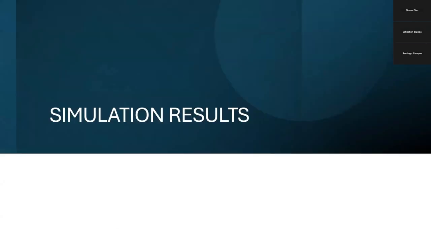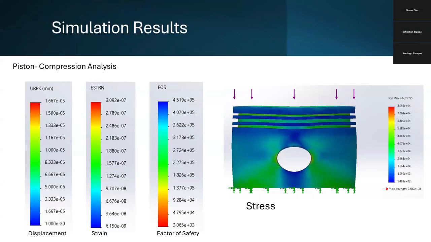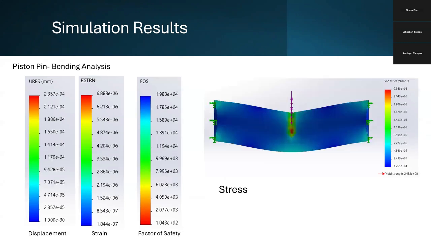And now for the simulation results. For the piston compression analysis, we got a max stress of 80,990 newtons per meter squared. The max displacement was 1.667 e to the negative 5 millimeters. The max strain was 3.092 e to the negative 7. And the minimum factor of safety was 3065.